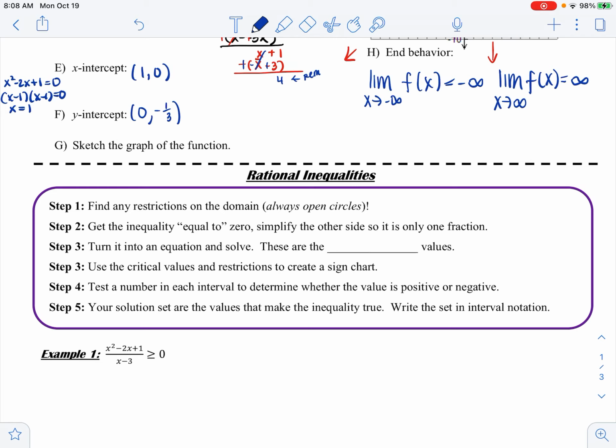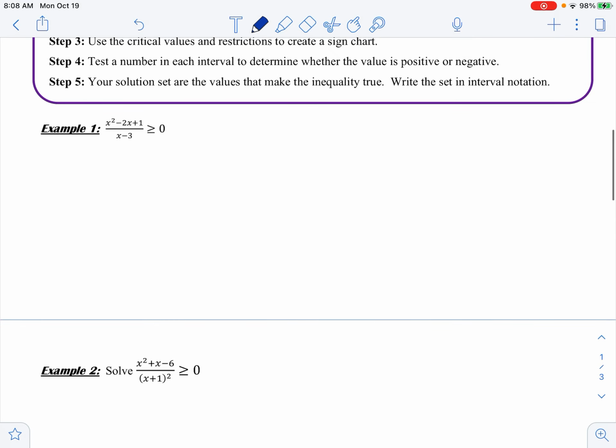Turn it into an equation and solve it. Those are your critical values, just like with polynomials. You're going to use those critical values and the restriction, like if x can't be 3 in our case, to put all those in a sign chart. Then you're going to test a number in each interval, determine whether the value is positive or negative. And then your solution set is the values that make the inequality true, and you're going to write that in interval notation. So once again, I didn't write that down, but those are critical values.